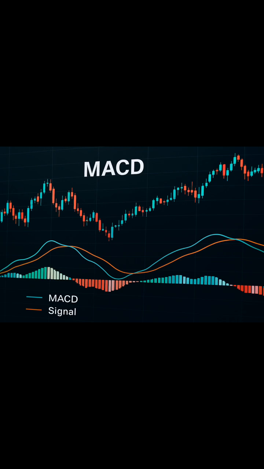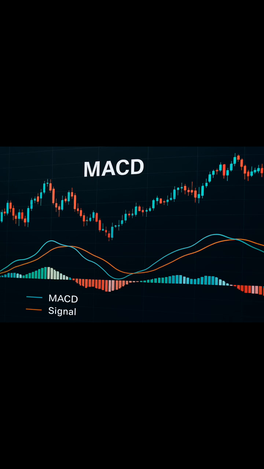3. Divergence analysis. Divergence between the MACD and price action can provide early warnings of potential trend reversals. A bullish divergence occurs when the price forms lower lows while the MACD forms higher lows, suggesting that the downward momentum is weakening and a reversal to the upside may be imminent. Conversely, a bearish divergence happens when the price forms higher highs while the MACD forms lower highs, indicating that the upward momentum is weakening and a reversal to the downside could be forthcoming. Identifying such divergences can offer traders opportunities to enter trades ahead of significant price movements.